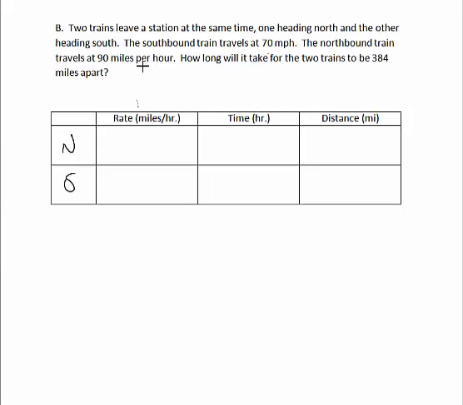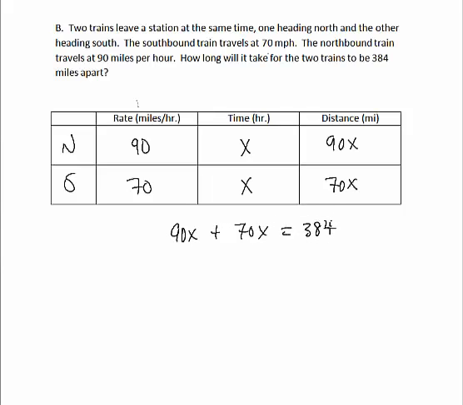Alright, 70 and 90 can be placed in the right column directly. The times are equal. So if one is x, the other one's going to be x. And for the distance, we multiply the rate times the time. And so distance for the north train would be 90 times x. Likewise, 70x for the south train. If we add the two distances, we get 384.